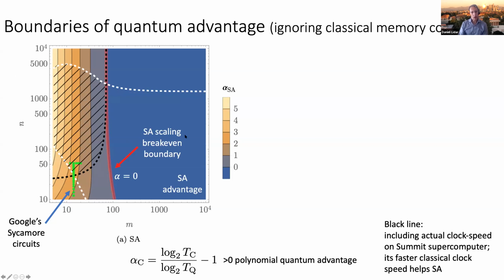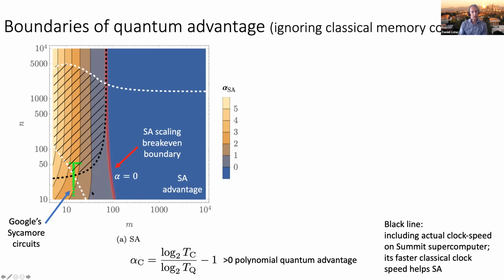And the color denotes the values of this alpha exponent from the previous slide, right? Which, remember, positive alpha gives us a polynomial quantum advantage. Negative means there's a polynomial classical or Schrodinger algorithm advantage. And the first thing to notice is that as you increase the circuit depth or the number of cycles, indeed there is a transition from a quantum advantage to a classical advantage, and the transition happens along this red boundary.